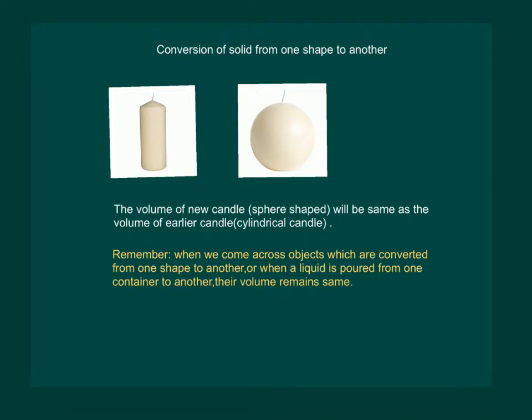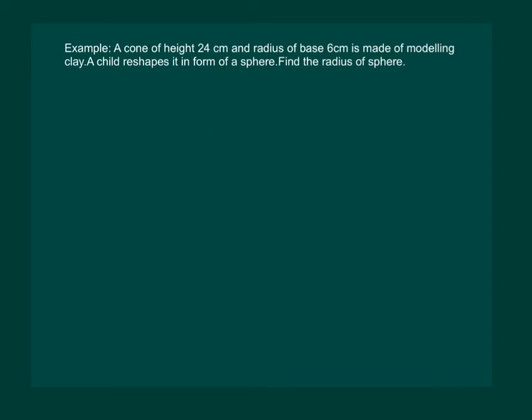So we need to remember that when we come across objects which are converted from one shape to another, or when a liquid is poured from one container to another, the volume doesn't change. To understand what has been discussed, let us take up this example. A cone of height 24 cm and radius of base 6 cm is made up of modeling clay. A child reshapes it in the form of a sphere. Find the radius of the sphere.